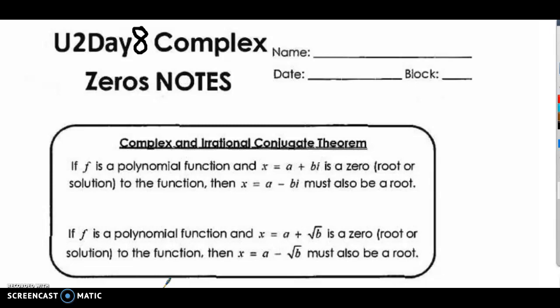Okay, pre-calculus. Today we are on Unit 2. That's not right. This is Unit 7, right? Day 8.